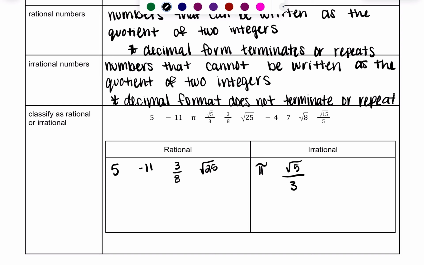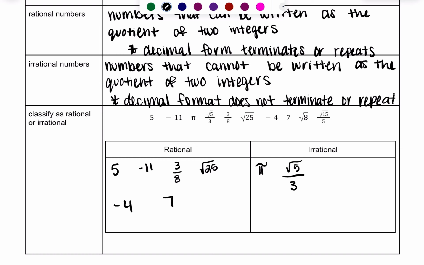If I think about the square root of 25, I'm thinking about one number I can multiply to itself to get to that 25. 5 times 5 does give me that 25, so therefore I can get an integer out of that square root. -4 is also going to be rational. Once again, it's just an integer with a negative on it, so no misconception there. Number 7 is going to be rational as well. Whole number, natural number, considered rational.